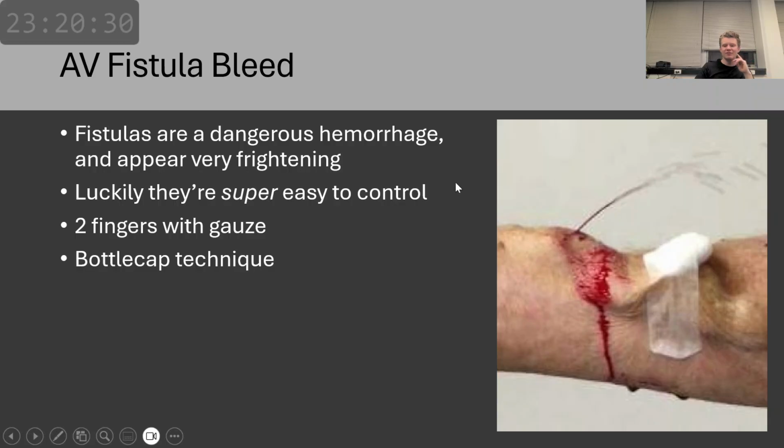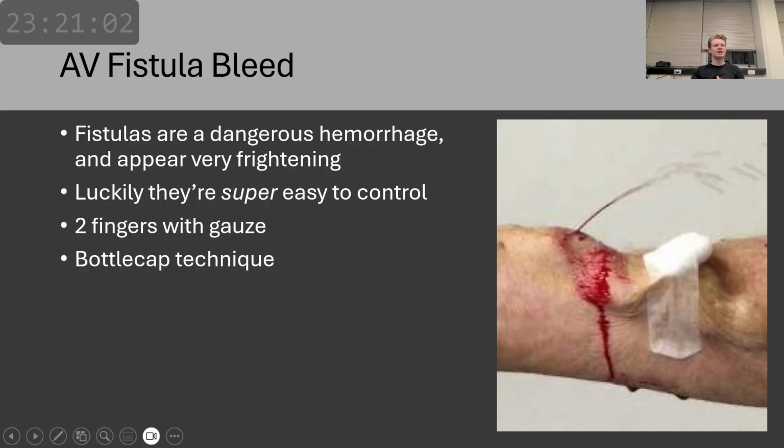So this is a picture of a real AV fistula, and you can see some of the way that it looks outside the body. It's this big, lumpy, snake-appearing vein that is quite large on the surface of the skin. This is a bleeding fistula, and they look super, super scary because they can put out a ton of blood very quickly. The thing about these is they're really easy to control if you control them correctly.